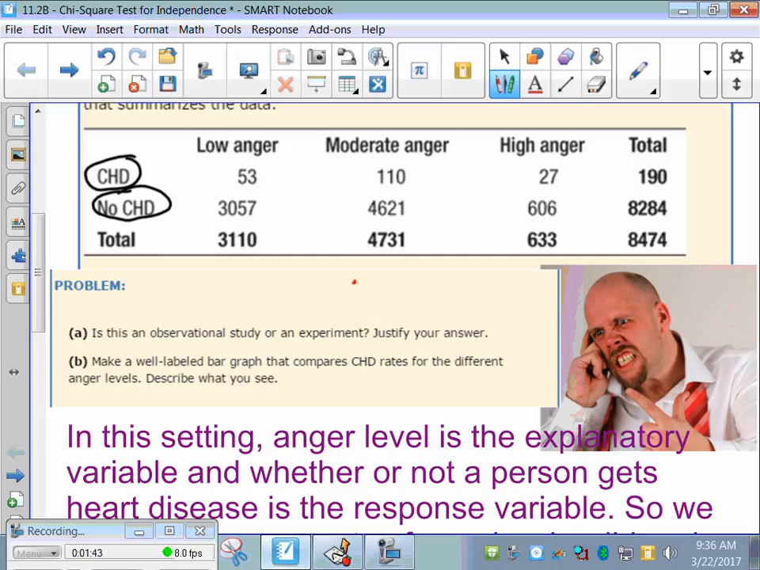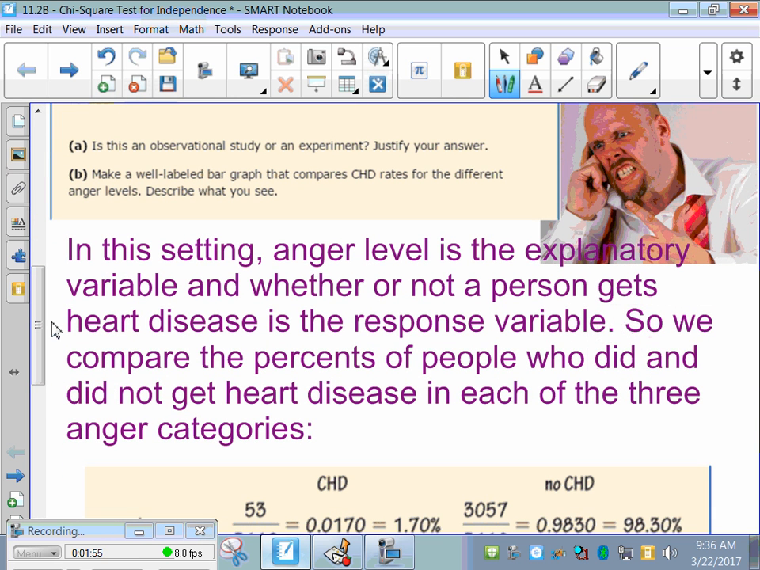All right, so Jake. All right, make a well-labeled bar graph that compares your CHD rates for the different anger levels and describe what you see. So first of all, in this setting, you guys, anger level is the explanatory variable. Okay, so we're classifying them by that. And then the output, the response variable, is whether or not they get heart disease.